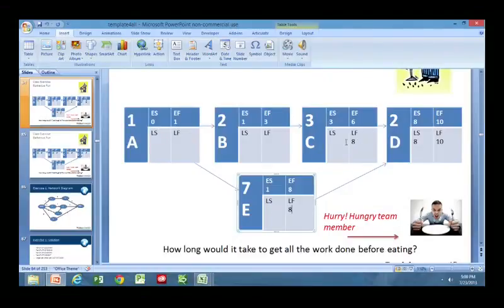We're going to subtract the duration. That's going to give us a 5 for C. That's going to give us a 1 for E. For B, we're going to take the late start of 5. That's going to go in here. And we're going to have a 3 for the late start, 5 for the late finish.